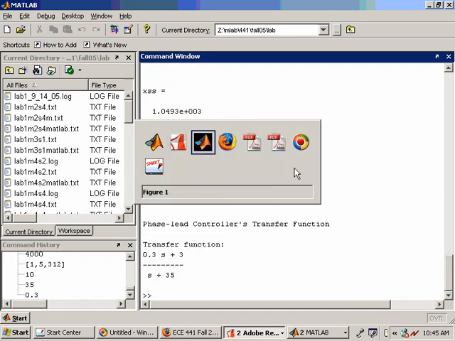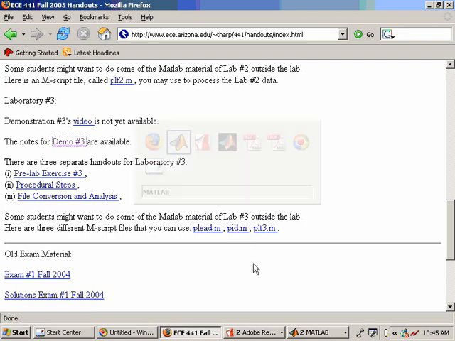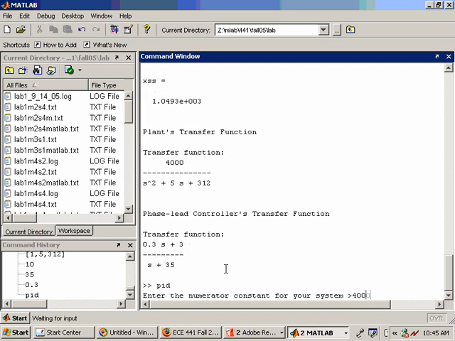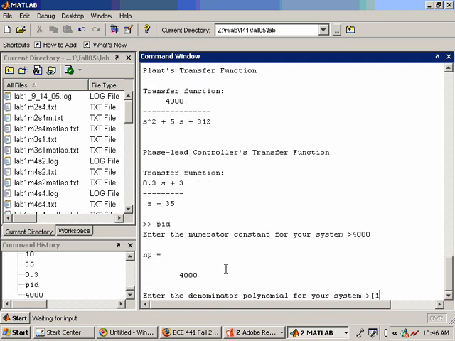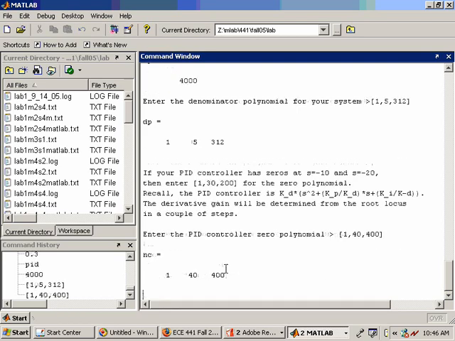Again, you can do this based on downloading this PID controller and executing it in your working directory. It will ask you the same questions: your numerator of the system, which in our case is 4,000, the denominator polynomial, which is s squared plus 5s plus 312. It wants the PID 0 polynomial, which we said was (s plus 20) squared. That's s squared plus 40s plus 400 if you multiply it out.